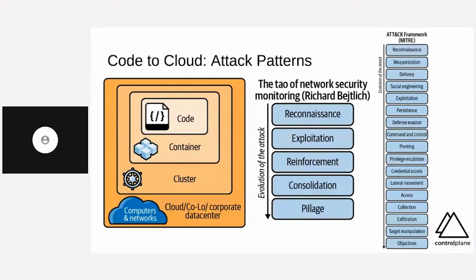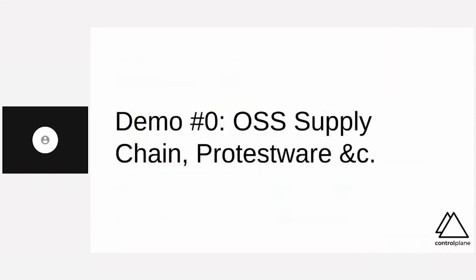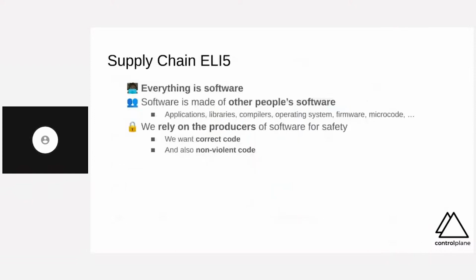That runs in a cluster, which gives us multi-node availability, scheduling, persistent storage, distributed uptime, and all those good things. And then finally, that runs in a cloud. So we're going to try to go from the code, break out of, first of all, there, then break out of the container, then break out of the cluster, and escalate our privilege to the cloud. So we'll start with supply chain.